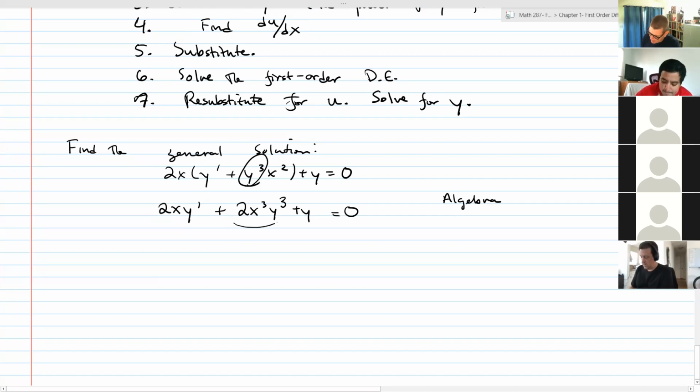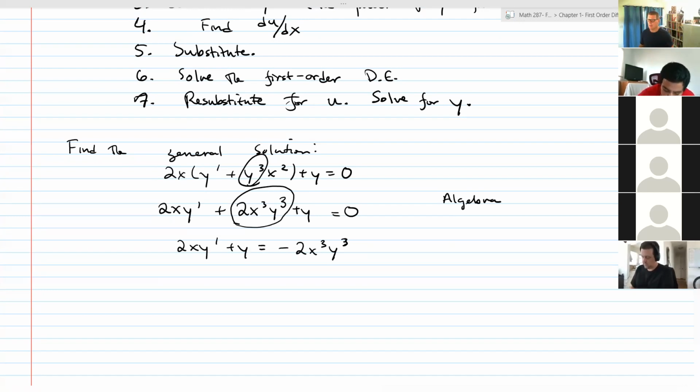Now, I need to get this one over to the other side, over to my right side. So this is going to be 2x y prime plus y equals negative 2x cubed y cubed. And now it's in the form where we can use Bernoulli's. That's the right form.